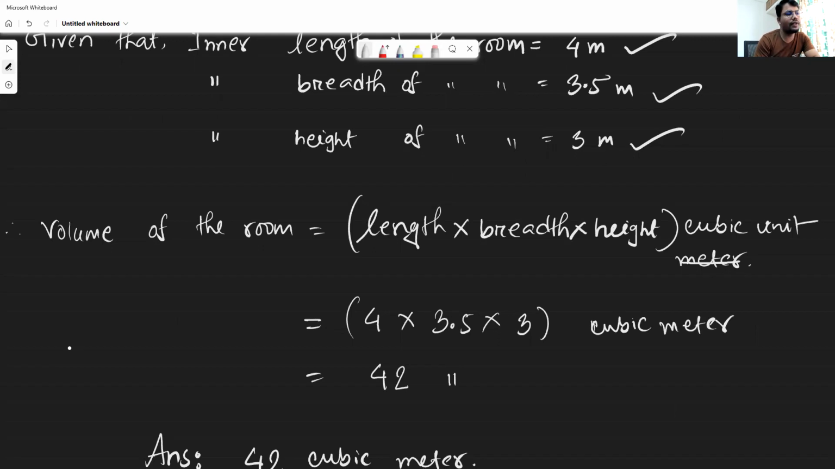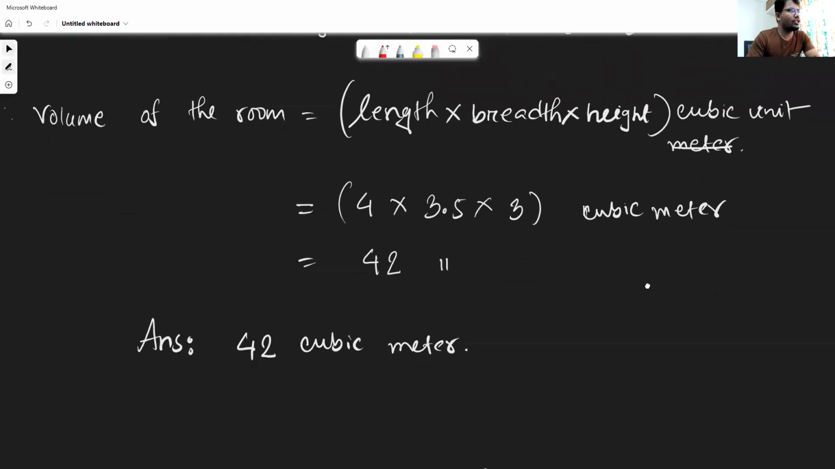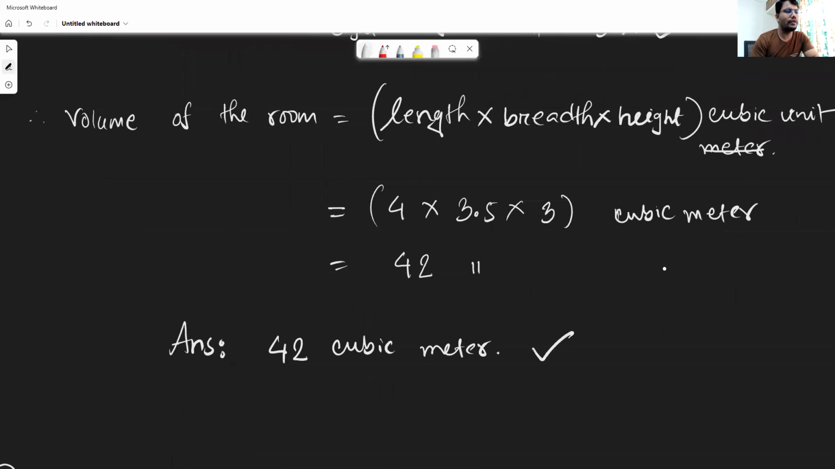When the values are in centimeter, it will be cubic centimeter. When these values are kilometer, it will be cubic kilometer. So first you can write the formula in cubic unit. So now the volume of the room is 42 cubic unit.